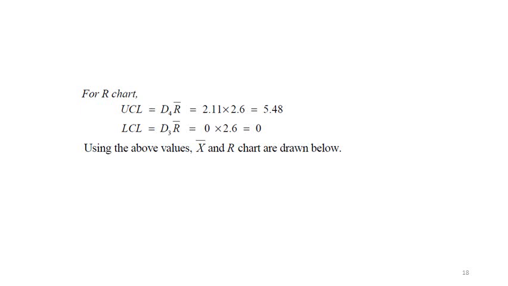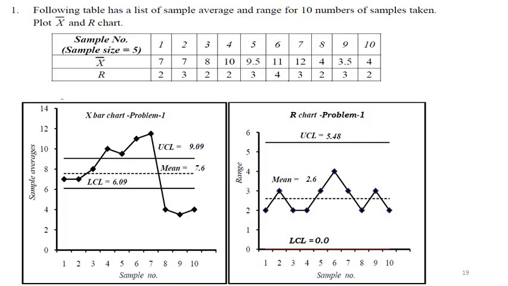Similarly for the R chart, UCL is D4 into R bar. How did we get the R bar value? R bar equals sigma R divided by n, that is 26 divided by 10, equal to 2.6. So we will get the UCL and LCL for the X bar chart and R chart. Now we will draw them in the graph.